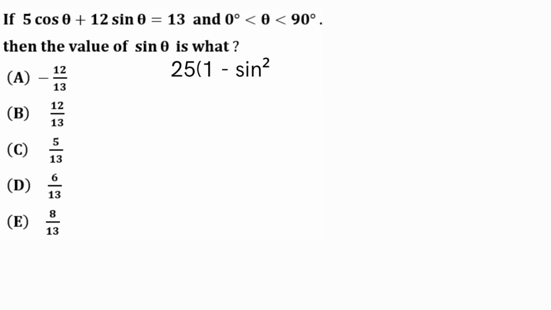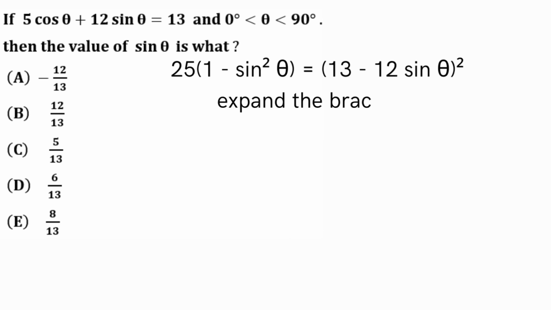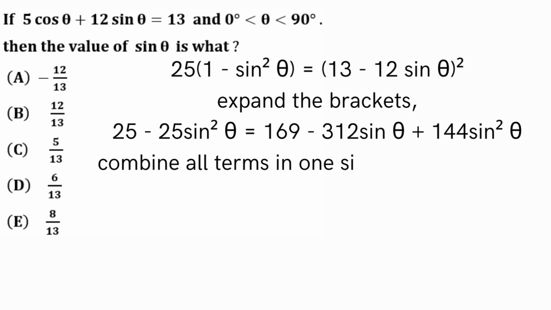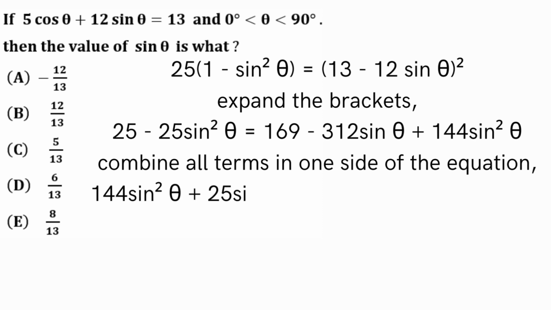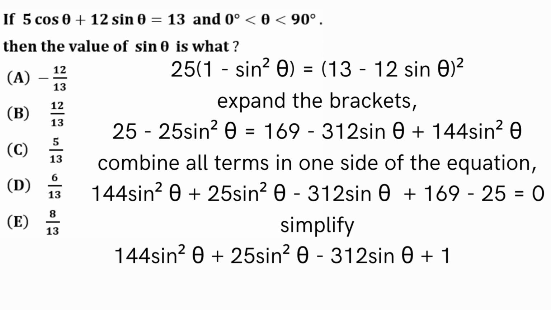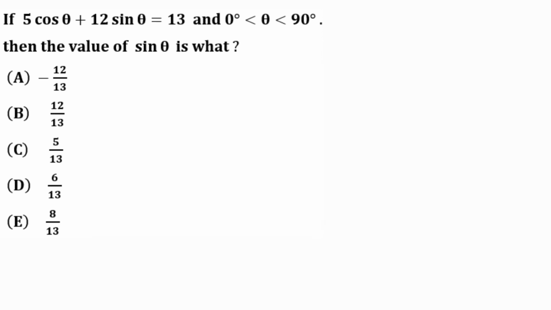25 × (1 − sin²θ) = (13 − 12 × sin θ)². Expand the brackets. Combine all terms on one side of the equation and simplify, and we have 144 × sin²θ + 25 × sin²θ − 312 × sin θ + 144 = 0.